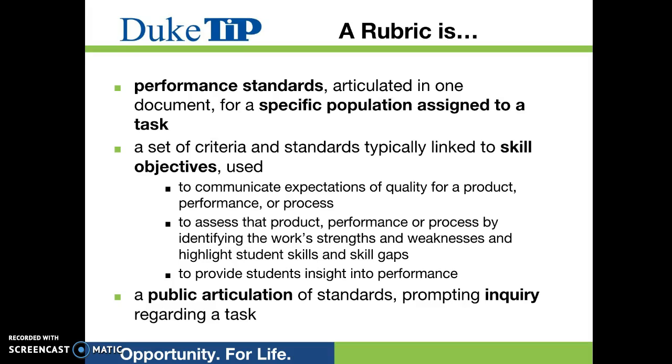So as we answer these questions together here, the rubric definition is key. Let's make sure we're all on the same page. A rubric is a set of performance standards articulated in one document, and this is a task for a specific population. Now, obviously, the standards and criteria of these performances are linked to skill objectives, which communicate expectations of what a product quality is, or performance or process quality is. And you're going to use those objectives to assess that product or performance, and it will identify the work's strengths or weaknesses. And this will give students insight into the performance that they've done.